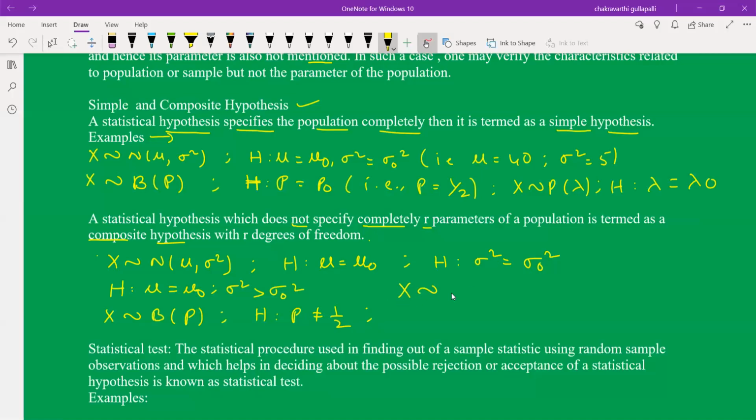One more example, X follows Poisson lambda. The hypothesis H: lambda is less than 4. Lambda less than 4 means lambda is always greater than 0, so any value between 0 and 4 is a possible lambda value. But this hypothesis does not specify the parameter of the Poisson population completely. So that's why it's called a composite hypothesis. These are the examples of the composite hypothesis.